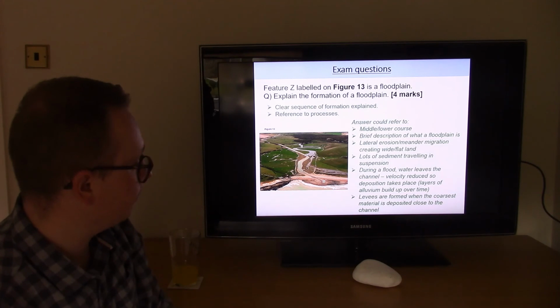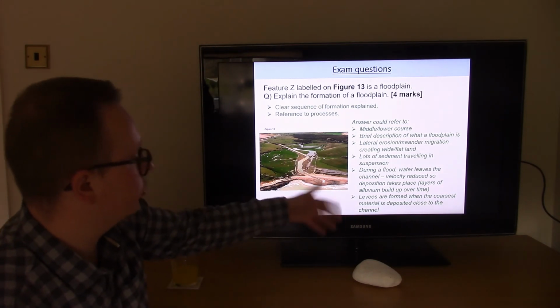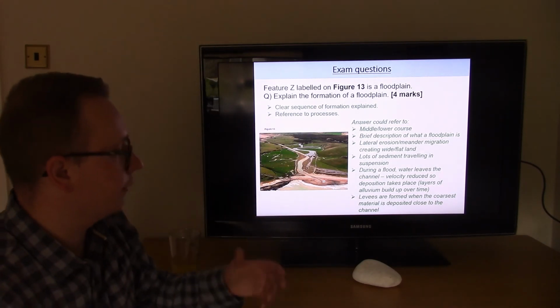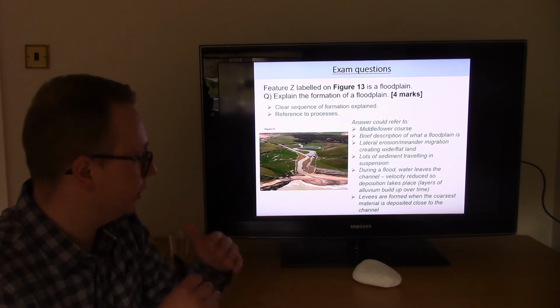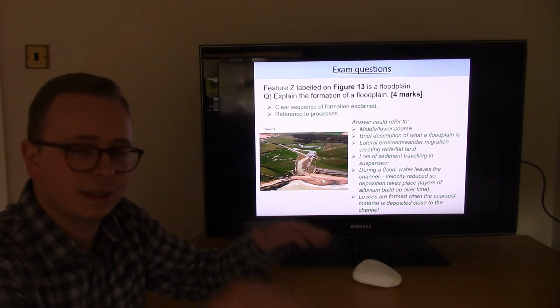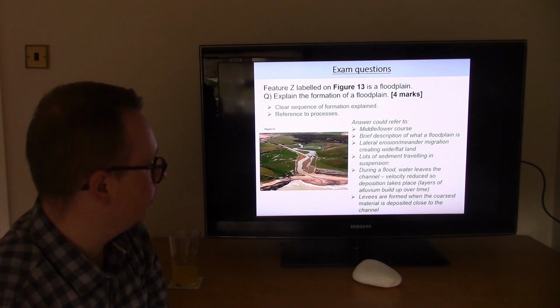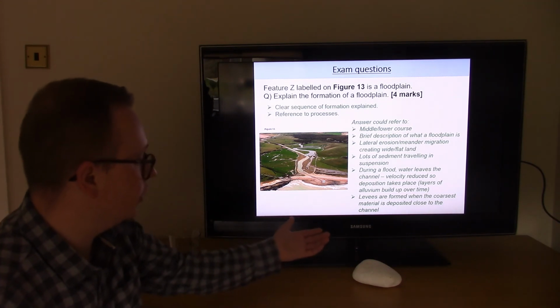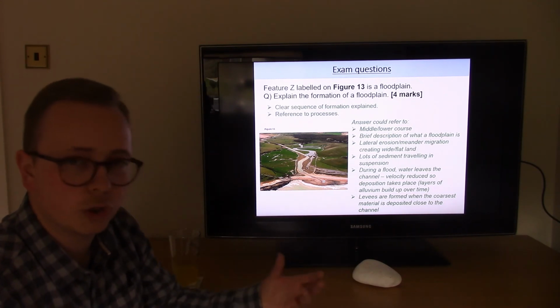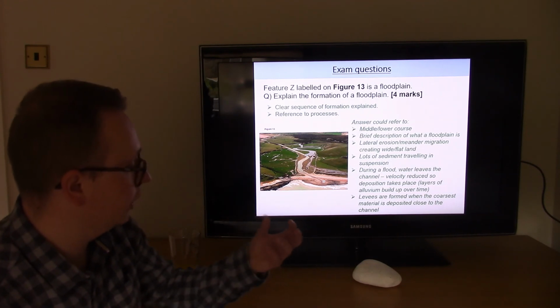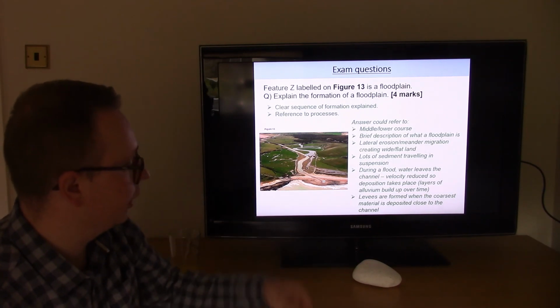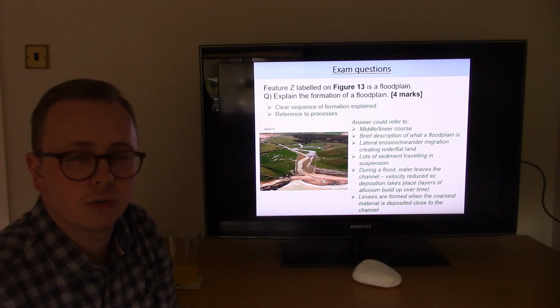We can then say that during the flood, water leaves the channel. As soon as it does that, the velocity is reduced rapidly, and so deposition takes place, building up those layers of alluvium on the floodplain. You could also mention that levees are formed here as well. That coarsest material in the floodwater is going to be dropped first, closest to the channel, building up those ridges along the sides of the channel.